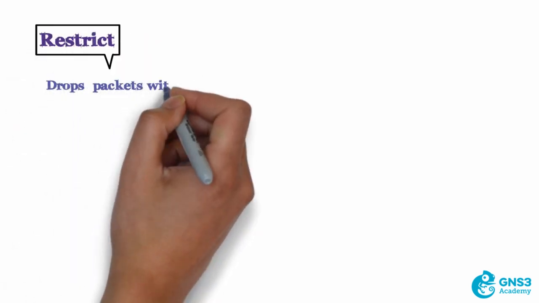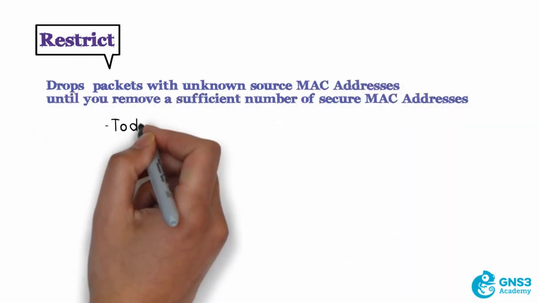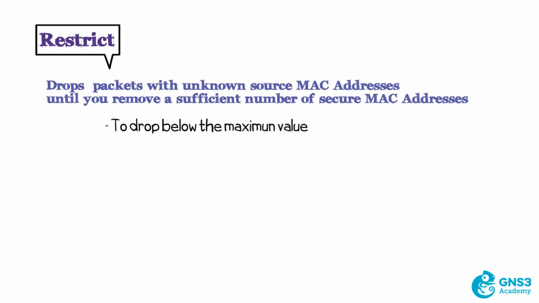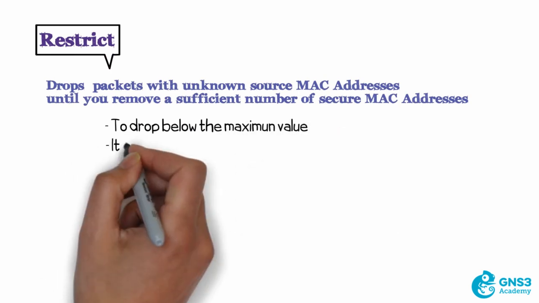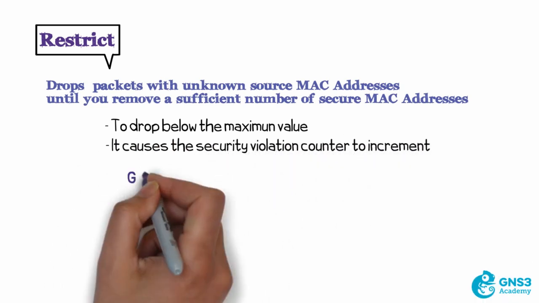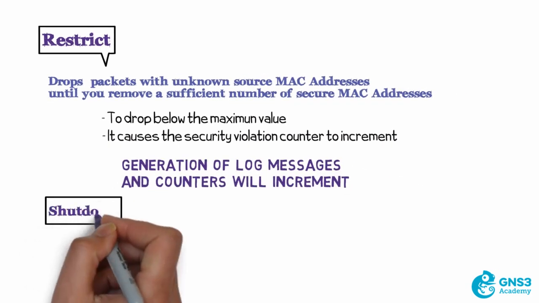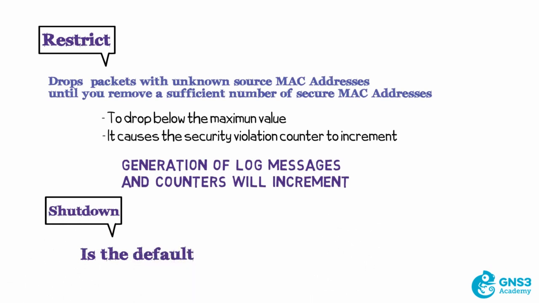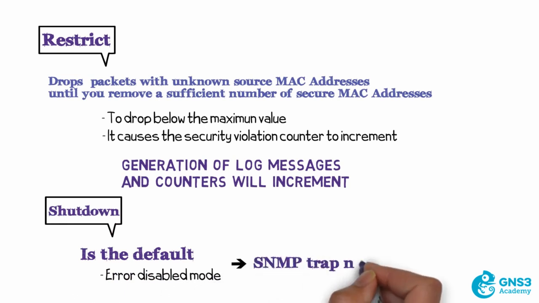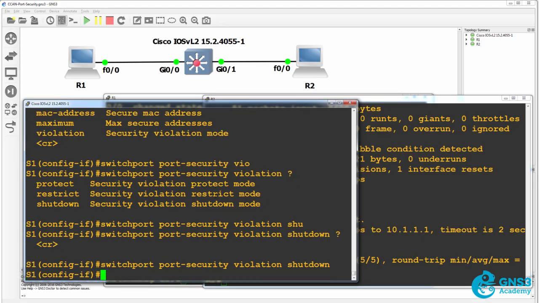Restrict drops packets with unknown source MAC addresses until you remove a sufficient number of secure MAC addresses to drop below the maximum value. So that's very much the same as protect, but in addition, it causes the security violation counter to increment. In other words, there's going to be the generation of log messages and counters will increment. Shutdown is the default, which we've already seen, and that puts the port into error-disabled mode and sends an SNMP trap notification if SNMP is configured. So I'll continue to use shutdown so that we can see the output.